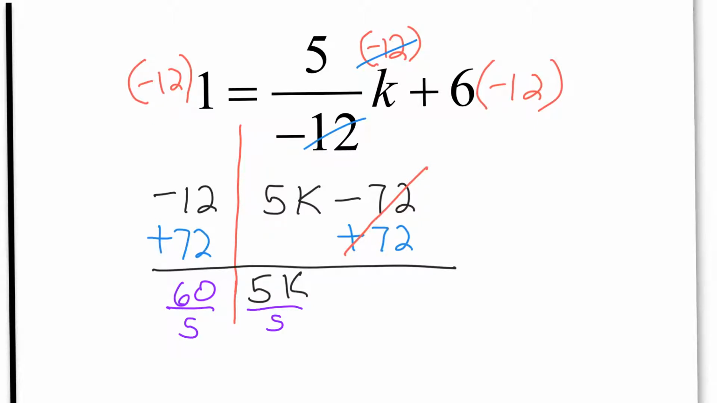60 divided by 5 is 12. Bring down the equals. 5 divided by 5 is 1. We don't need that 1. It's just a variable k. And that is the answer.